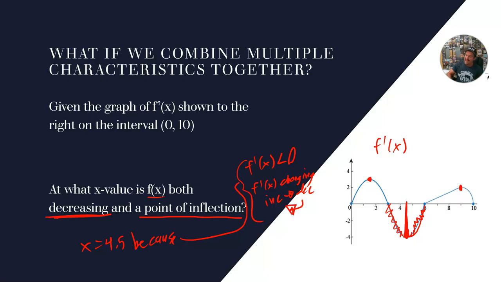So that is a really good example of the type of graphical analysis question you might be asked on the actual AP exam. They'll give you the graph of the derivative and ask you a bunch of these types of questions relating to increasing, decreasing, concavity, critical points, points of inflection, etc. So I hope that was helpful. Please let me know if you have any questions.